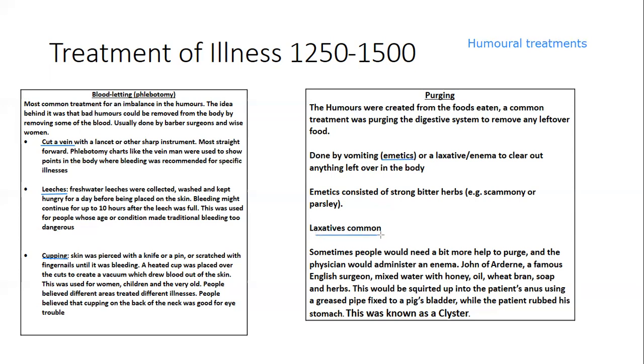Laxatives would be common to make you go to the toilet, but then some people would need help to purge. And the physician would administer an enema. One of the most famous was known as a clyster, where they would mix water, honey, oil, wheat, soap, and herbs, squirted up inside the patient's anus using a greased pipe. The patient rubbed their stomach, and hopefully that allows them that ultimate purge to be able to clear their digestive system.